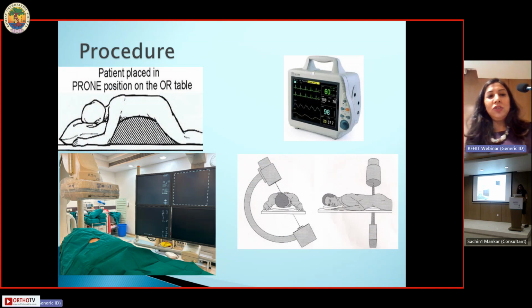To do this procedure, we need the patient in prone position. It's better to keep a pillow under the lumbar spine so it opens up the lumbar spine and is better visualized. You need a continuous X-ray facility, C-arm facility, some basic monitoring, like at least a pulse oximeter on the patient, and the C-arm facility with a good technician who can understand what kind of views you need. Mainly you need oblique views and a caudal and a cranial tilt.